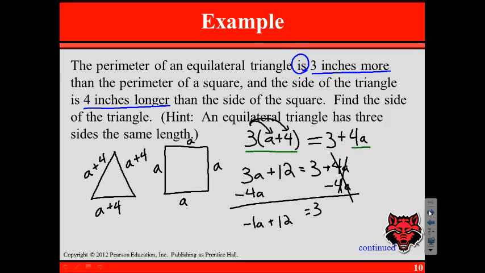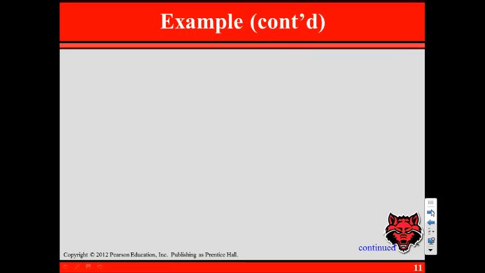Now we can subtract 12 from each side. The opposite 12's cancel. And let's write what remains on the next slide. So we'll be left with negative 1a on the left-hand side. 3 minus 12 on the right-hand side is negative 9. We divide each side by negative 1. The negative 1's cancel on the left side, and we have a equals 9.